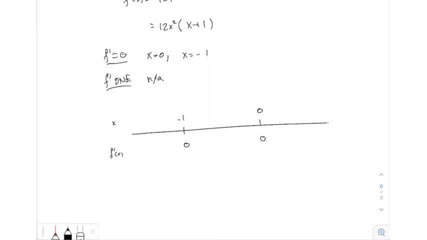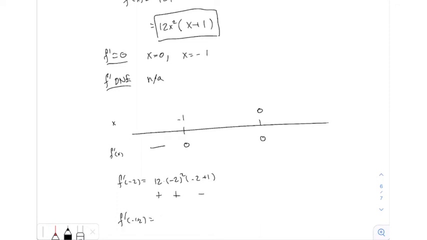On the left side, let's pick f prime of minus 2. That would be 12 times minus 2 squared times minus 2 plus 1. This is positive, positive, and negative, so it's negative over there. I hope that's what you got. In between minus 1 and 0, I have to use negative a half. So f prime of minus a half: 12 times minus a half squared times minus a half plus 1. This is positive because it's a square. And then minus a half plus 1 is positive a half. So positive here.